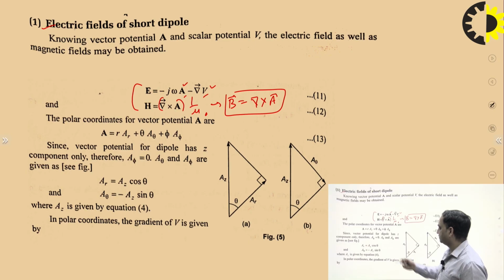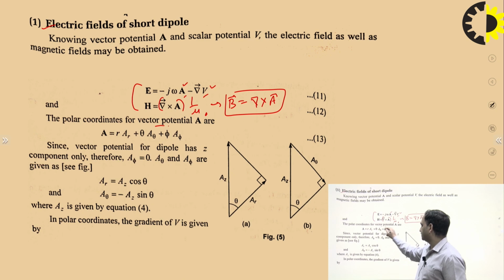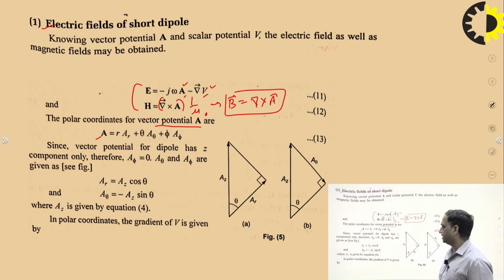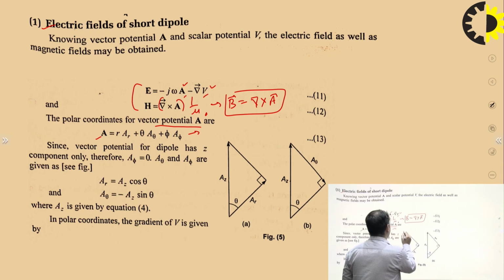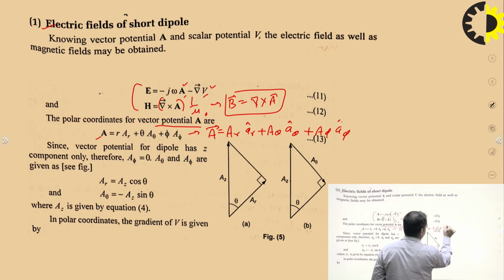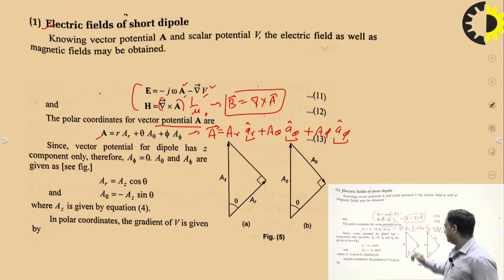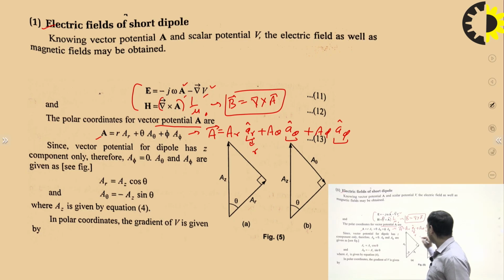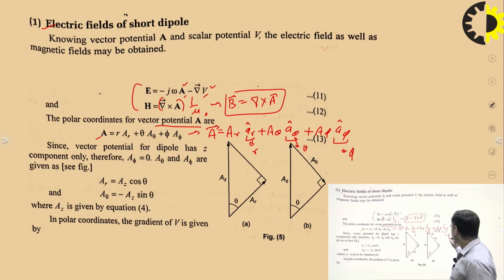For solving that, we are taking the polar coordinates for the vector potential A. A can be represented as A r a_r plus A theta a_theta plus A phi a_phi. We have already gone through how we write this type of vector: A r into a_r, A theta into a_theta, and A phi into a_phi. These a_r, a_theta and a_phi form an orthogonal coordinate system. Here the value of A will be like this.